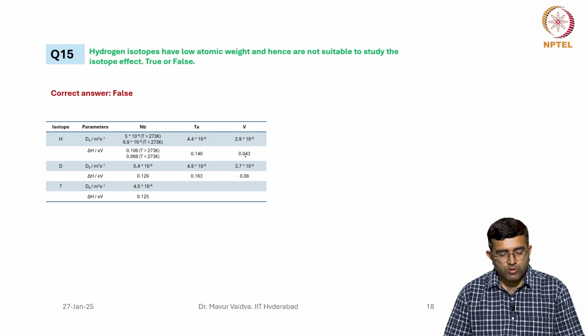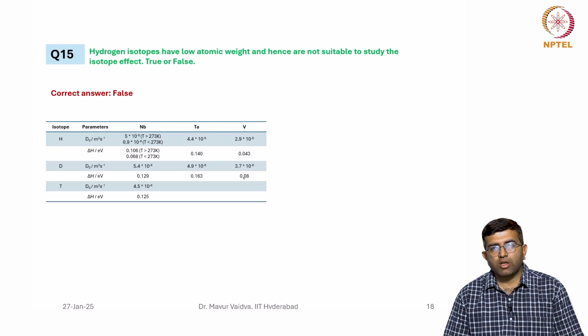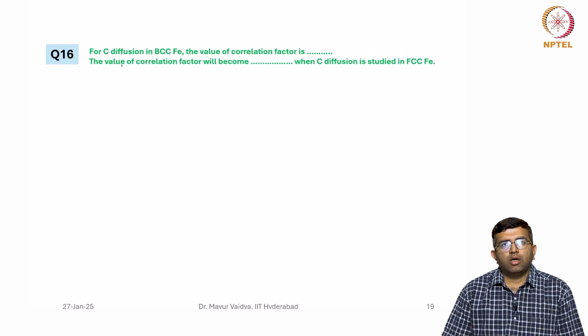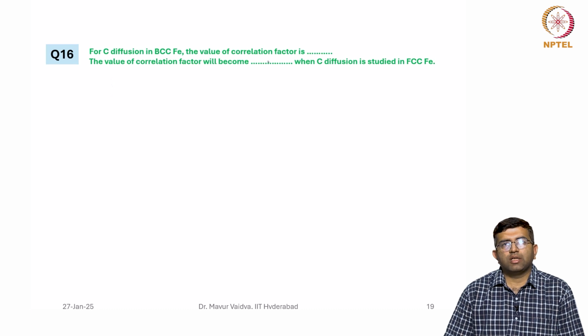Similarly, if you see in vanadium also, hydrogen and deuterium show a different activation enthalpy. Question number 16. For carbon diffusion in BCC iron, the value of correlation factor is this, and the value of correlation factor will become dash when the carbon diffusion is studied in FCC iron.